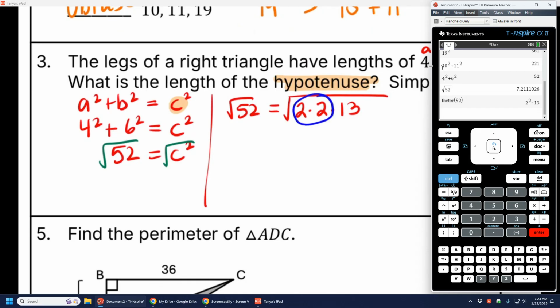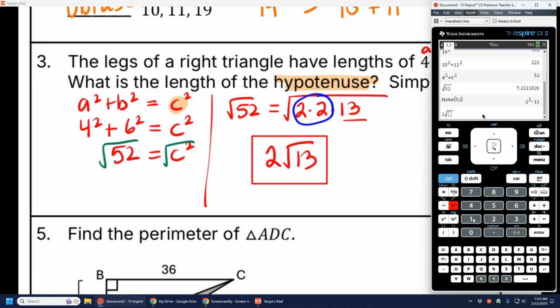And since there's a pair of 2's, that could go on the outside. Since 13 is all alone, it stays on the inside. So the length of that hypotenuse is 2 square root of 13. That's what your answer choices are going to look like. And if you want, you could even type this into the calculator, 2 square root 13, and just double check that you get the same decimal both times.